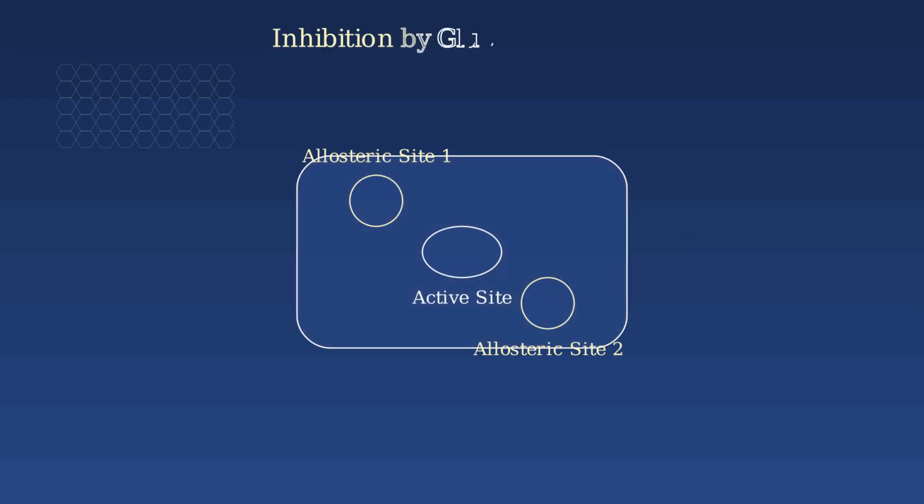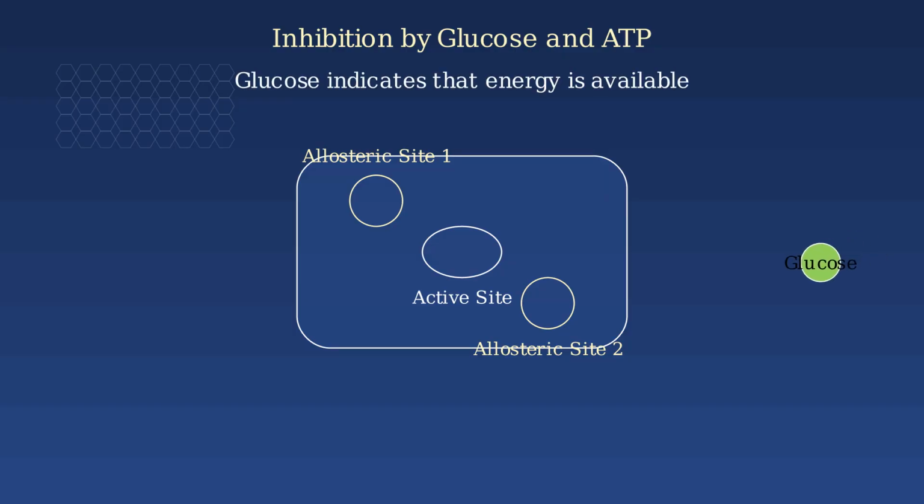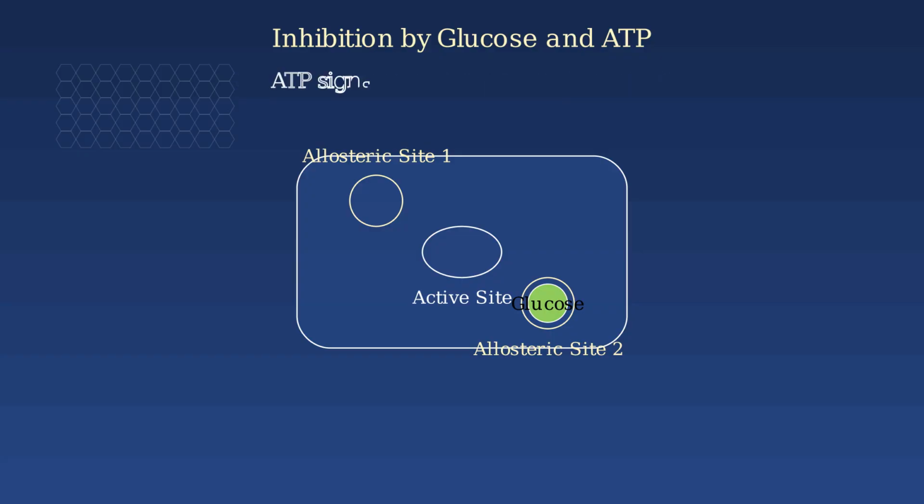In contrast, when energy is abundant, both glucose and ATP act as allosteric inhibitors of glycogen phosphorylase. When glucose levels are high, it binds to the allosteric site and inhibits the enzyme. Similarly, high ATP levels indicate that the cell has sufficient energy. ATP binds to another allosteric site, further stabilizing the inactive conformation. With both glucose and ATP bound, the enzyme adopts a fully inhibited conformation, significantly reducing glycogenolysis.